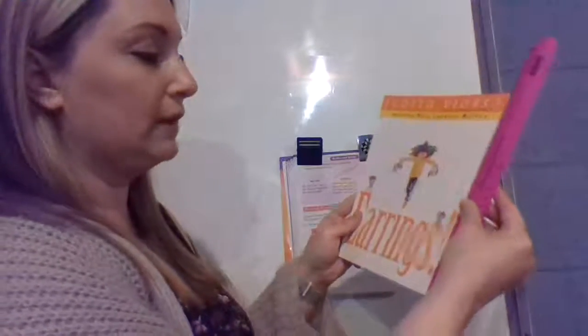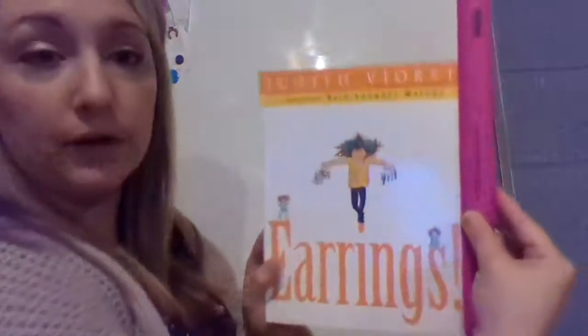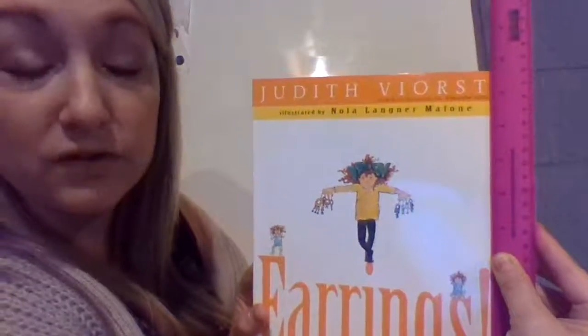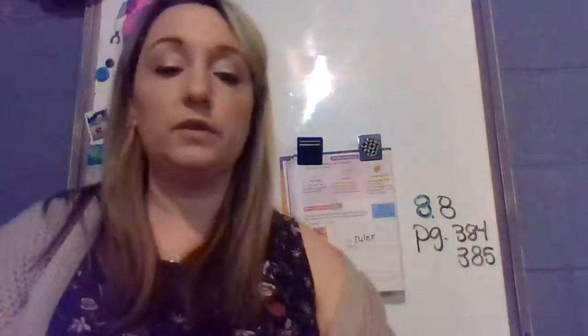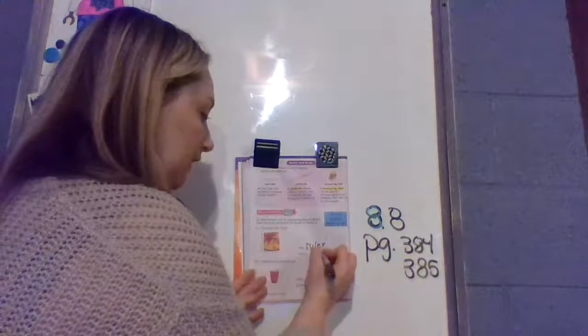And then for the length, you're going to actually take your ruler if you have one. If not, you can just use mine. And you're going to measure exactly how long your book is. And if you can see, my book is about 10 inches long. So I'm going to write 10 inches on my line, right here, 10 inches for the length.